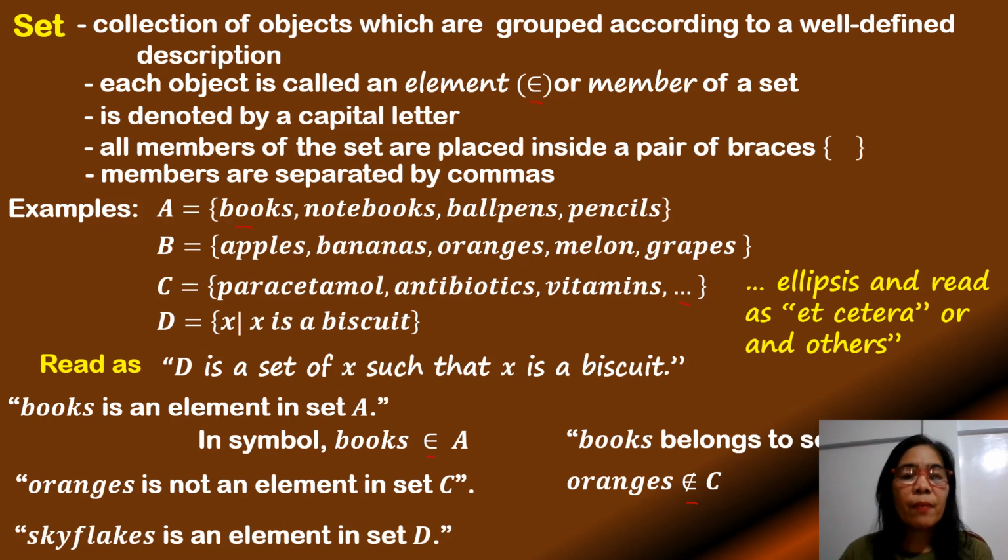So we have skyflakes is an element in set D. So notice in here, D is a set of x such that x is a biscuit. And since skyflakes is a biscuit, then we say it is an element in set D. And we write that one in symbol as skyflakes is an element in set D, or skyflakes belongs to set D.